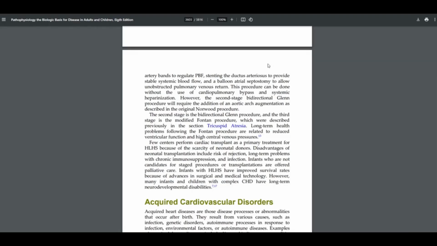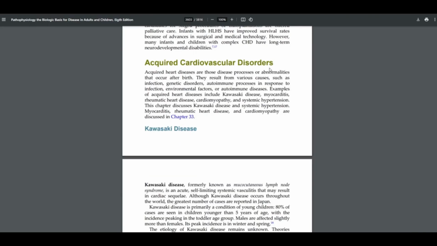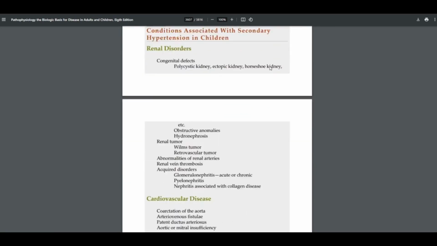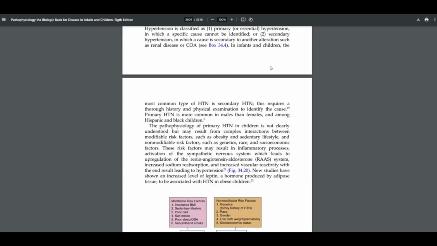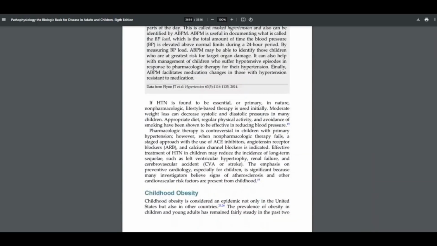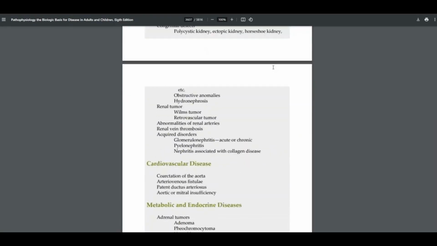And I think this is where we will call it a stop. We're not going to cover Kawasaki disease as initially suggested, as well as the additional disorders. Perhaps I will cover them later, time permitting. We shall see.